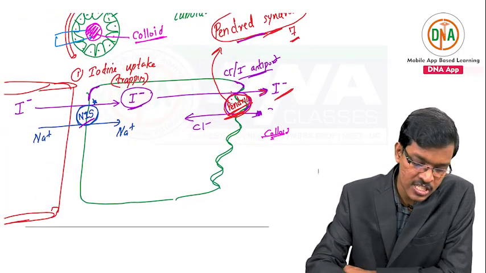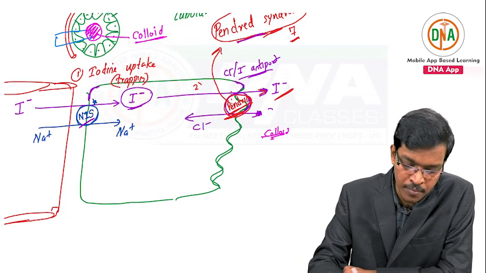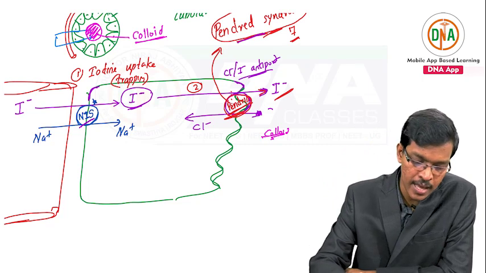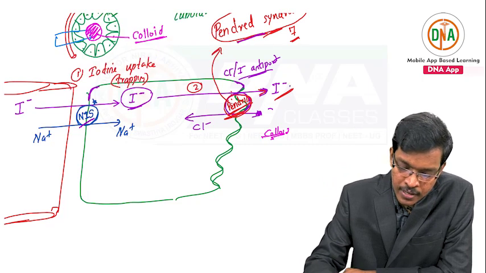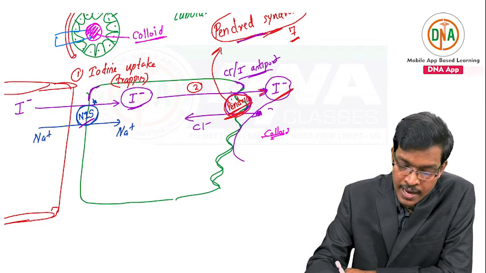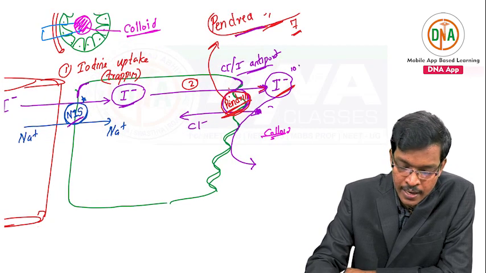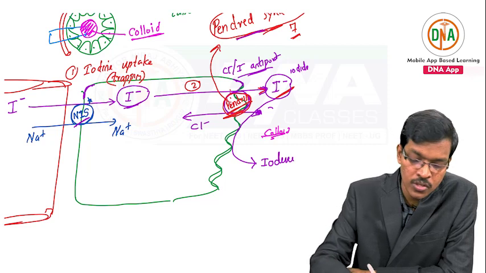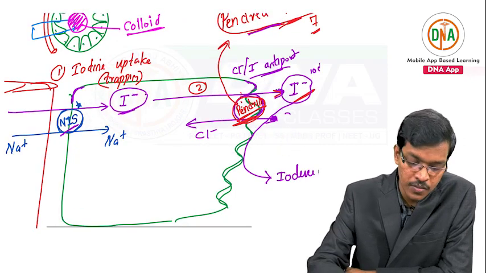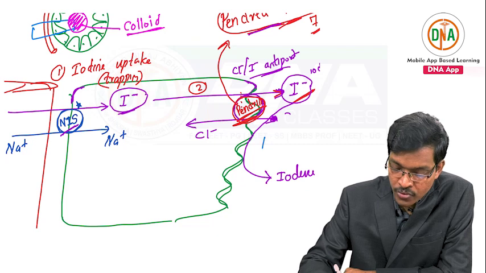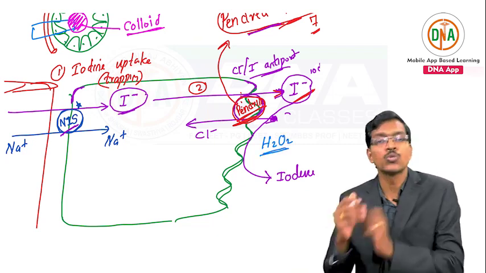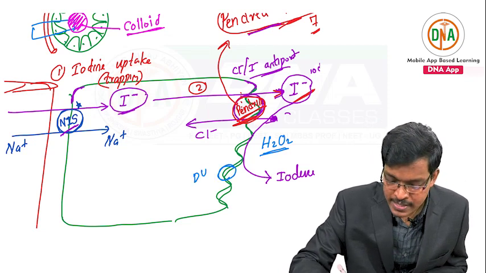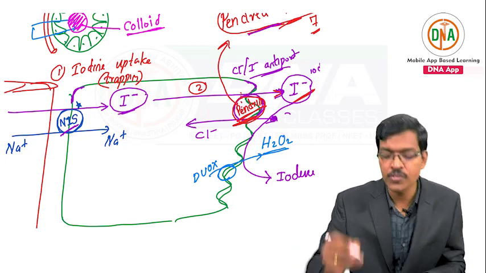So, the second step was transport of the iodide across the apical membrane with the help of the pendrin channel. Next step. So, iodide has reached this apical membrane and this iodide will be oxidized to iodine. So, this was iodide, this reduced form will be oxidized to iodine. For this oxidation, what is required? This oxidation is carried out with the help of H2O2. This H2O2 is actually provided by dual oxidase, DUOX.